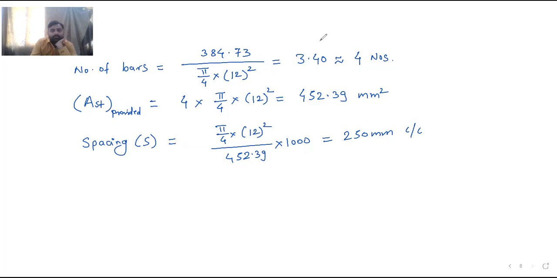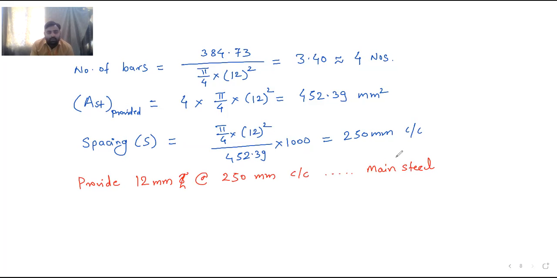So I will write here, provide 12 mm bar about 250 mm center to center. These are our main steel. This is our main steel in stem. Now calculate the distribution steel in the stem. So we need to calculate the distribution steel.